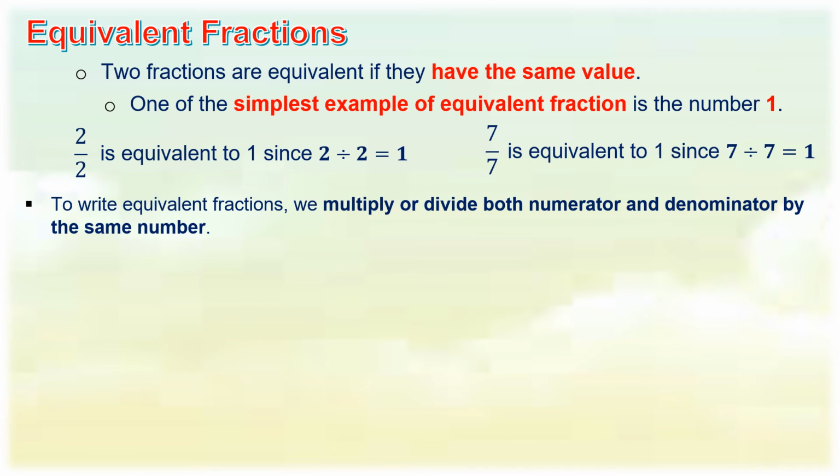To write equivalent fractions, we multiply or divide both numerator and denominator by the same number. So suppose we have 8 over 12.